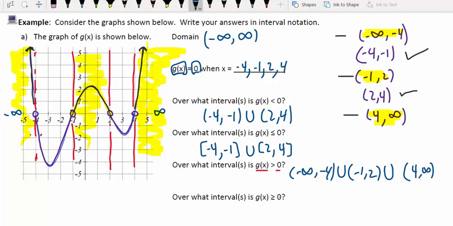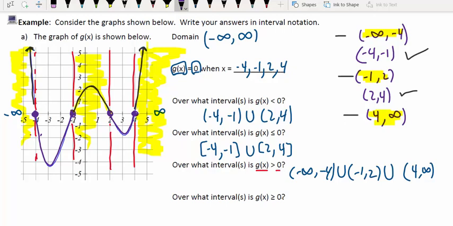And you may guess what the last answer is going to be. They simply changed the problem from being strictly greater than 0 to greater than or equal to 0. So if you're going to allow the function to actually be 0, that would be those 4 points whose x values are -4, -1, 2, and 4. So we have the same answer as before, except we are including those 4 numbers. So I'll copy down the same solution.